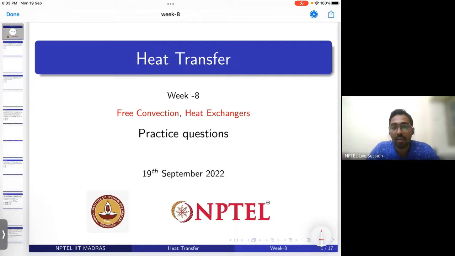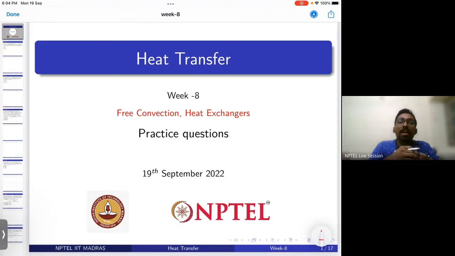We moved on to the free convection topic, where the governing equation for free convection over a vertical flat plate was discussed. And then we moved on to the heat exchanger part, where the definition of heat exchangers and different types of heat exchangers were discussed, like parallel flow, counter flow, cross flow, and different orientations. Basically, a heat exchanger is a device which exchanges heat between two fluid streams. It can be gas to liquid, liquid to liquid, or gas to gas. Different combinations can be there.